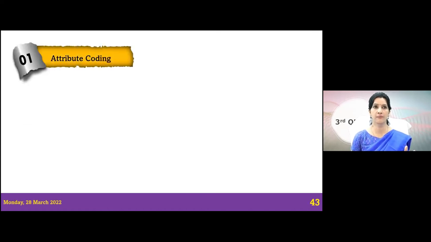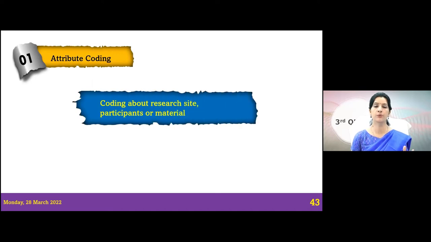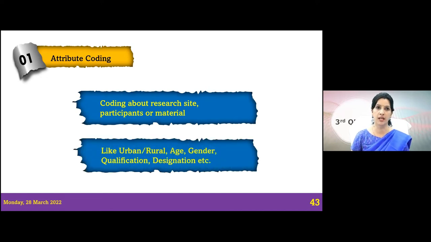So first is the attribute coding. Now, what is attribute coding? Basically, you have got the socio-demographic characteristics. Whenever you read any verbatim, in the bracket, it reads that it was a female, 27-year-old nurse working, whatever. So that attribute is mentioned in the bracket. When you are coding the research site, participant socio-demographic characteristics, or material, it is known as attribute coding, like urban, rural, age, gender, qualification, designation, etc.